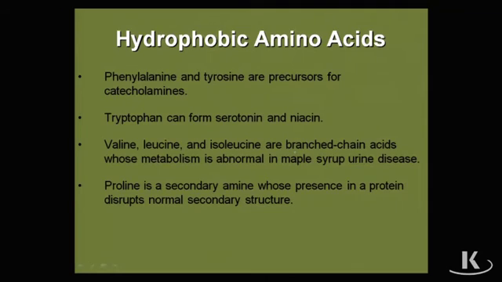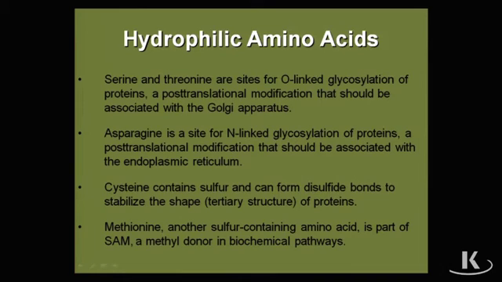In your text, notice how it reminds us that phenylalanine and tyrosine are precursors of all catecholamines. Tryptophan is a precursor of serotonin and niacin. Valine, leucine, isoleucine are the branched-chain amino acids that build up in maple syrup urine disease. Proline disrupts normal secondary structures. As far as the hydrophilic amino acids, serine and threonine are for O-linked glycosylation, a modification occurring on proteins in the Golgi. Asparagine, and I added glutamine, are for N-linked glycosylation. It occurs in the ER.